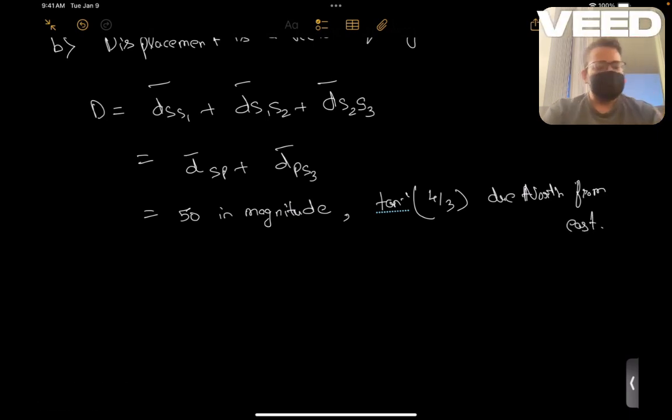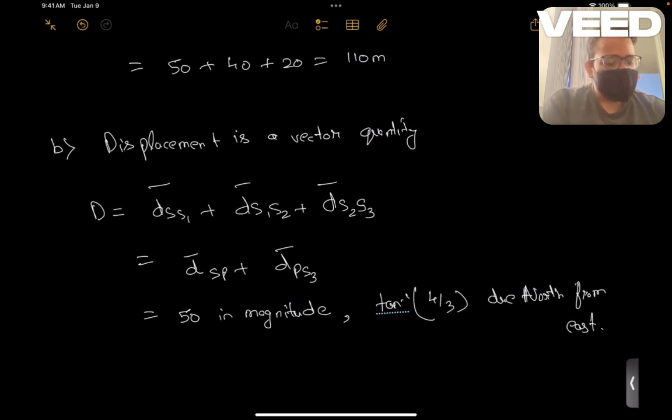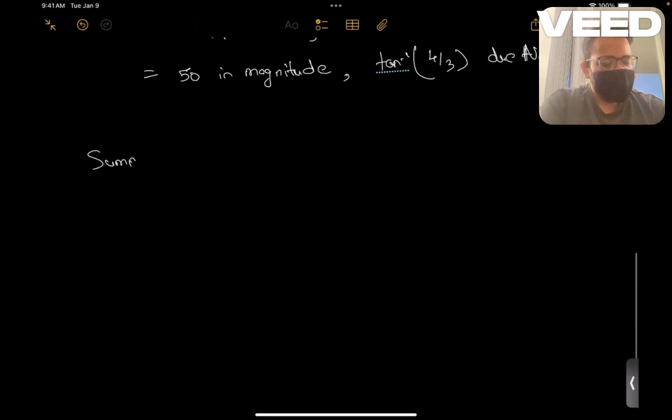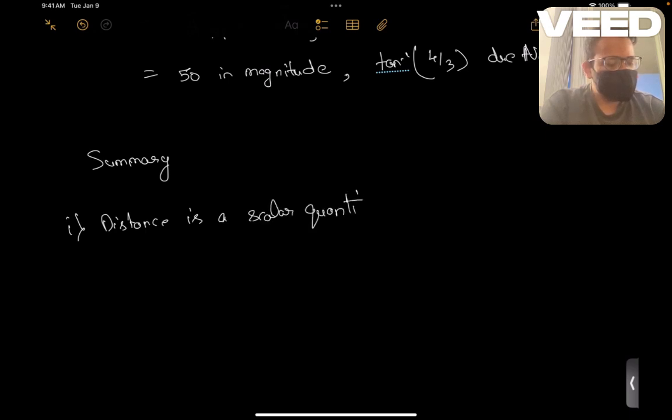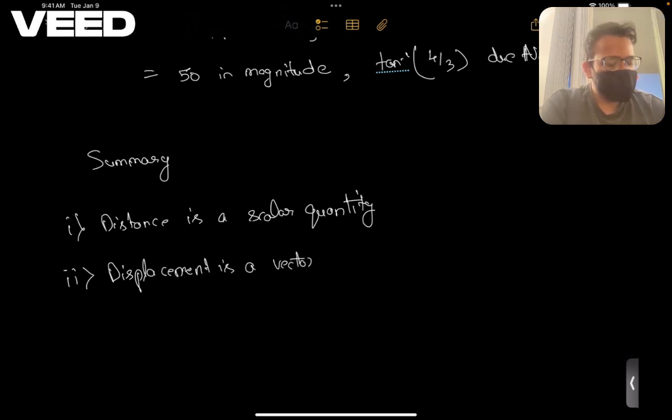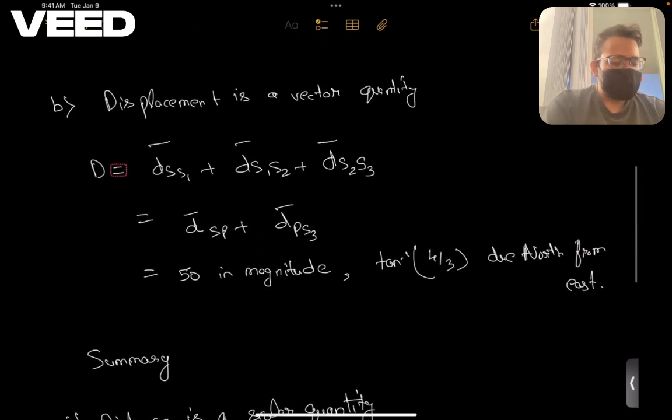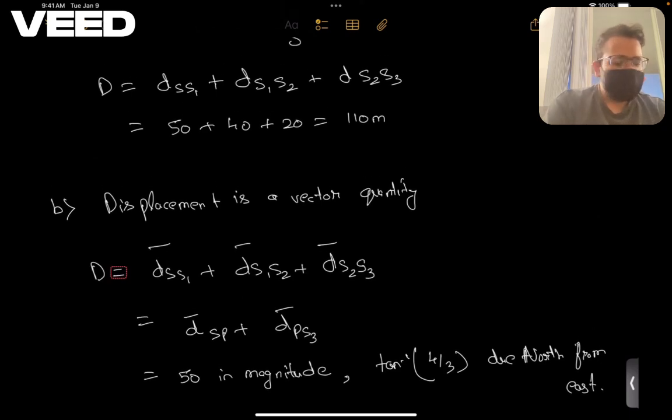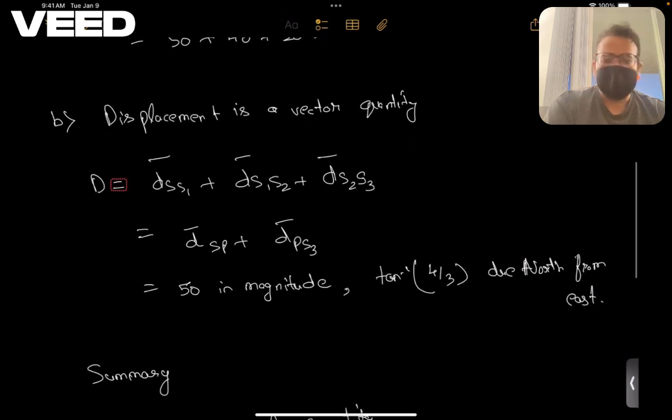So thank you, this is today's video. I will just summarize what we have learned. The key things we learned: one, distance is a scalar quantity, and another, displacement is a vector quantity. We added the distances as scalars to find the distance, and we added them as vectors to find the displacement.